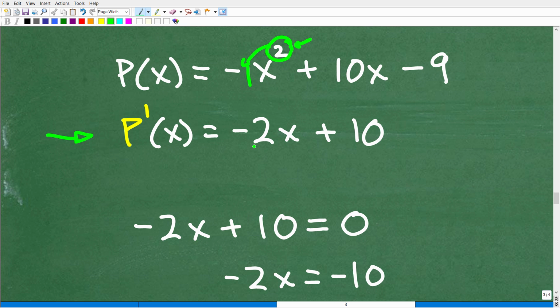2 times negative 1 is negative 2x. And then I'm going to take this 2 and decrease my power by 1, specifically 1. So I have x to the first. Okay, so I'm actually calculating the first derivative of this function.